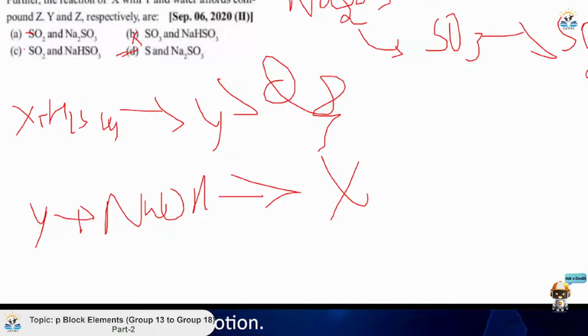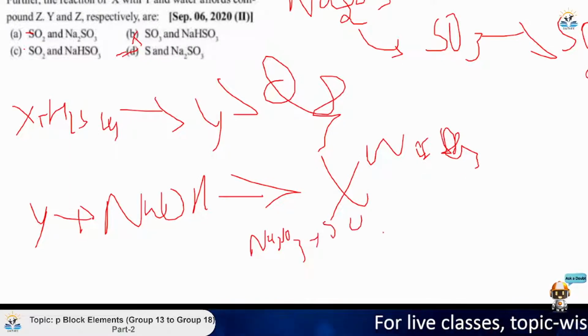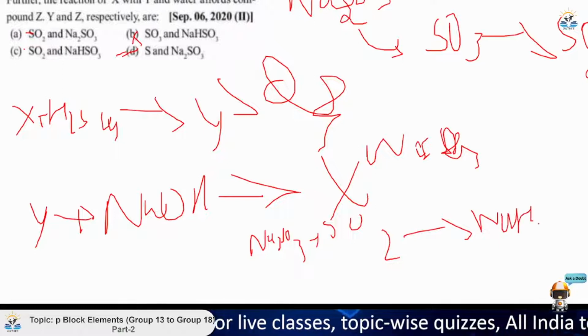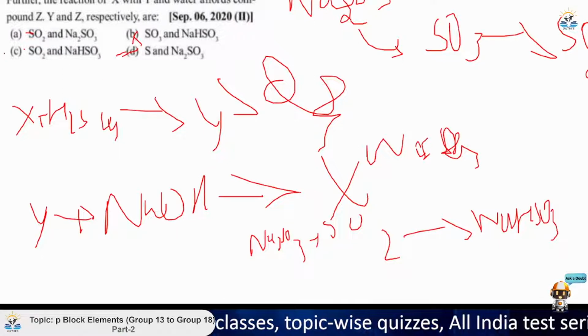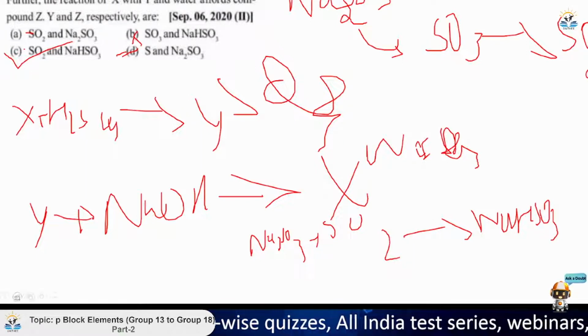Now Y is sulfur dioxide, and we figured out that Na2SO3 is X. So we have Na2SO3 and SO2, and we are adding water, and this basically gives NaHSO3, bisulfite. So the correct answer should be C. I hope you understood that.